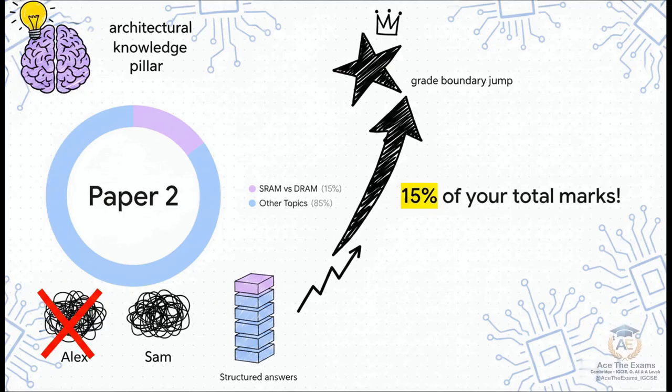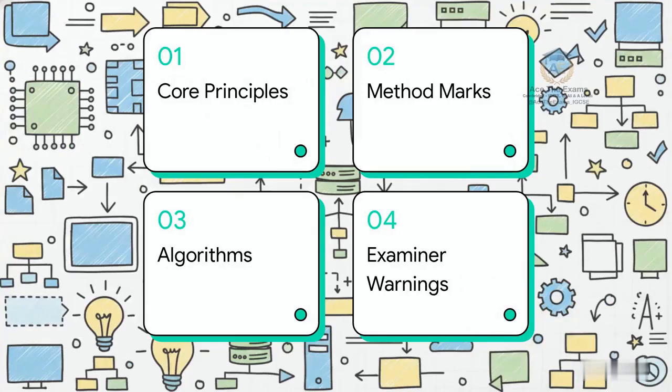That massive slice of the pie represents the grade boundary jump you can achieve just by optimizing exactly how you answer this specific topic. You absolutely cannot afford to leave these marks on the table by writing scattered, unstructured answers like Alex or Sam. You need a rock-solid system. So, we're going to approach this logically. First, we'll look at evidence and core principles. Second, analysis and method marks. Third, evaluation of algorithms. And finally, top examiner warnings.